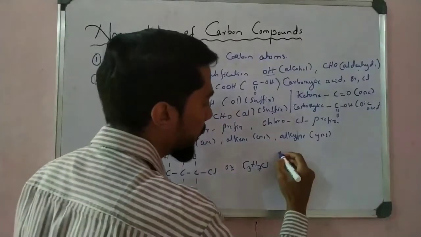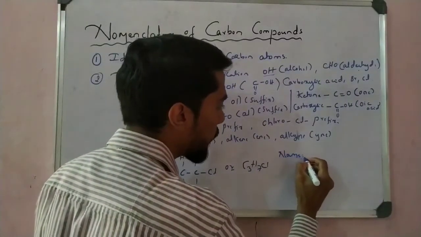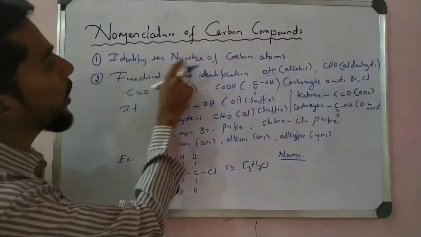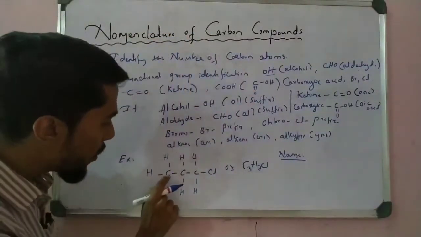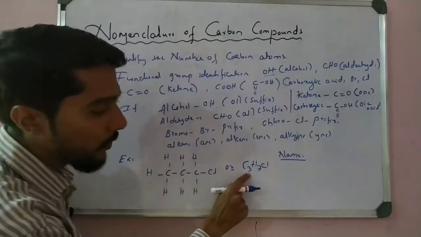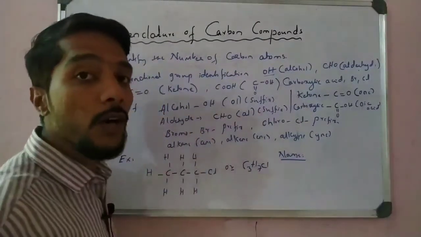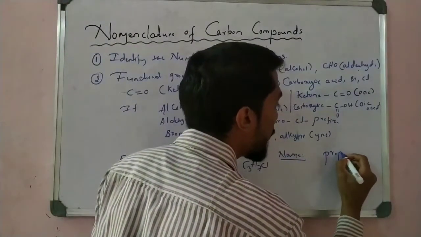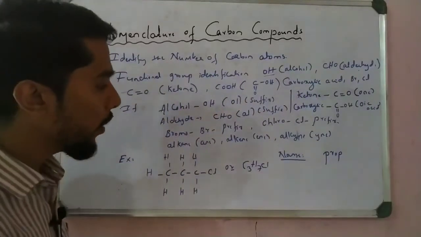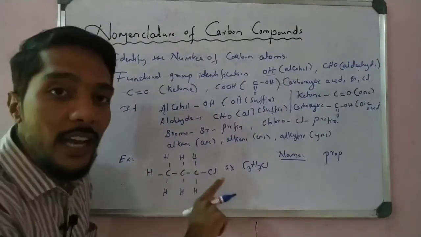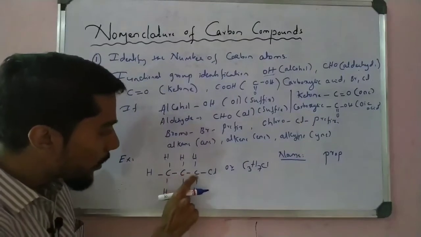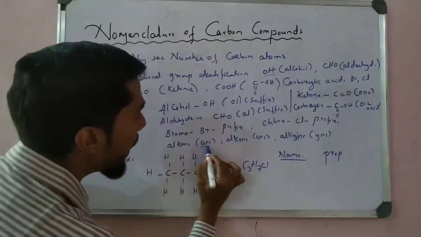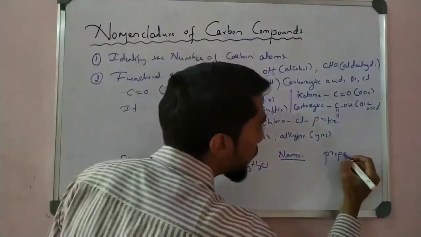Now the name of the compound. One by one I follow the rules to name this compound. Rule number one is to identify the number of carbons. How many carbons are there? 1, 2, 3. Three carbons are there, and for three carbons we use "prop". Now all are carbon single bonds, and single bond means alkane, so we take ANE as the last.